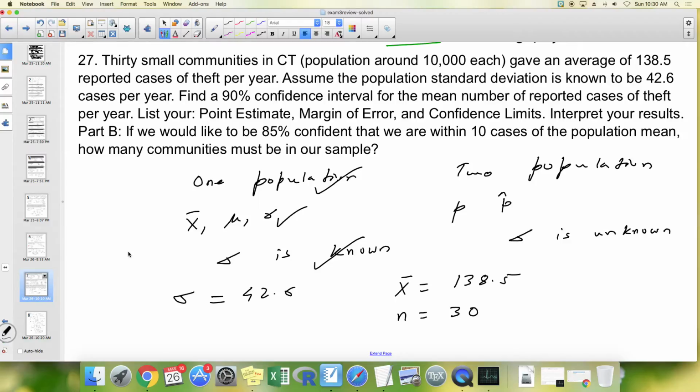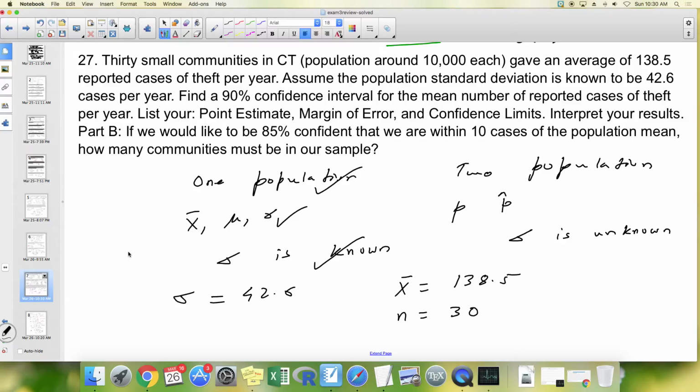Now that we don't measure for a single household, right? For this particular household, the number of reported cases of theft per year we don't measure. We measure this kind of thing for a community. So for this community, what's the reported cases of theft per year? For that community, what's the reported cases of theft per year? And on and on. So we are measuring for 30 communities. And for each of them, they're saying population around 10,000 each, because the communities should be almost equally large or small.